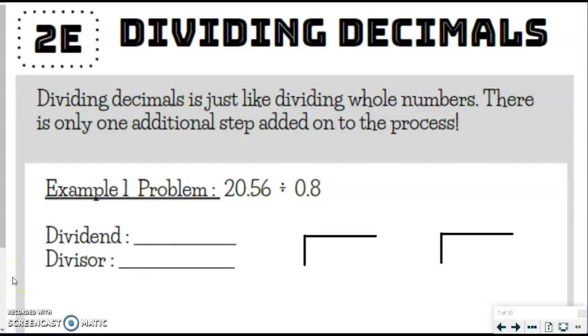Okay, here is our last video on dividing decimals. I know you're probably sick of dividing at this point, but there are so many ways you could divide numbers, different types of problems. So let's go ahead and jump into our last one about dividing decimals.